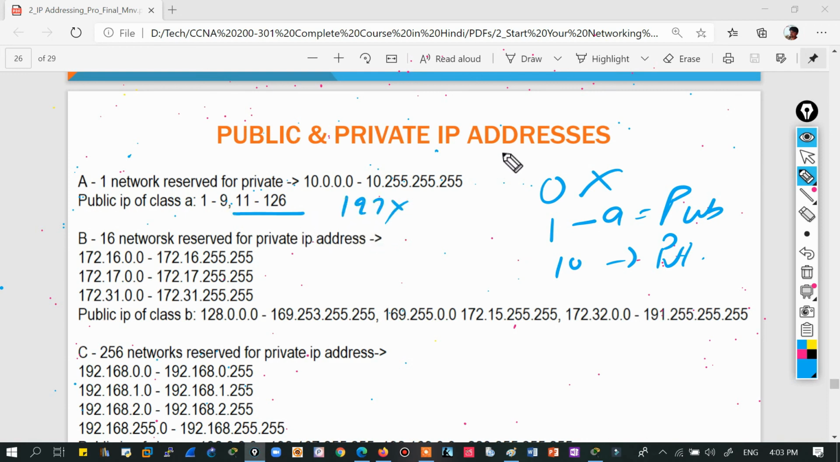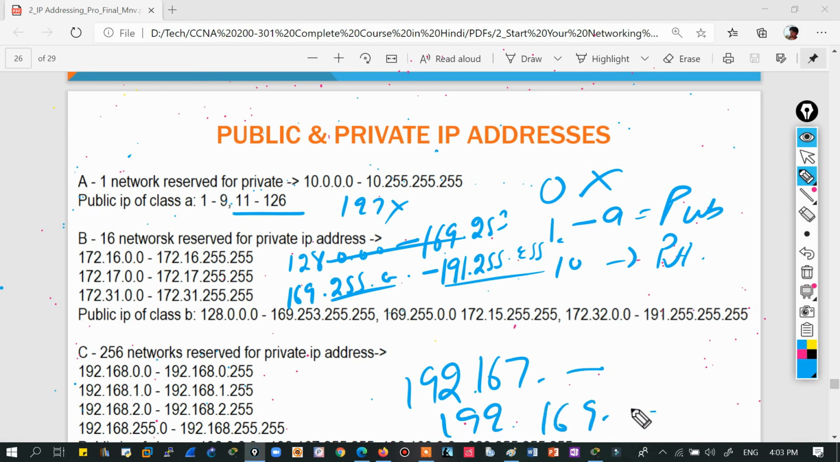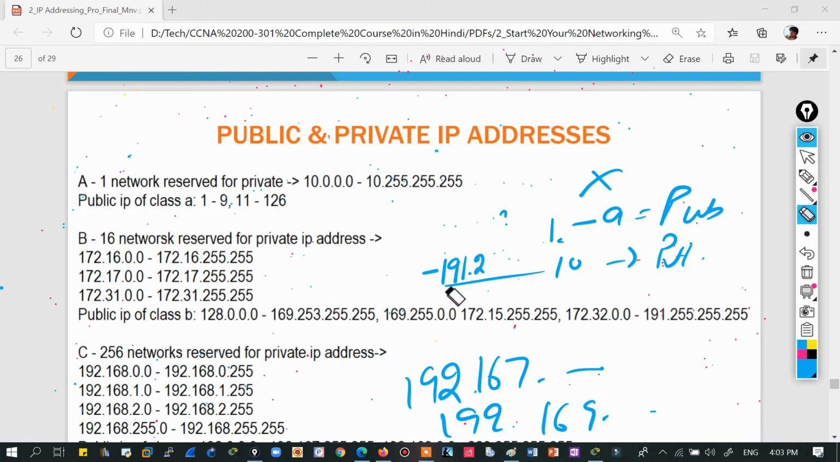Again from 128.0.0 to 169.253 this is public, and 169.254 was APIPA. Then 169.255 to 191.255.255.255 and so on, these are all public addresses of class B. And in class C you can see 192.167 is public, 192.169 is public. So these are the public addresses, and on the previous slide we had the private addresses.